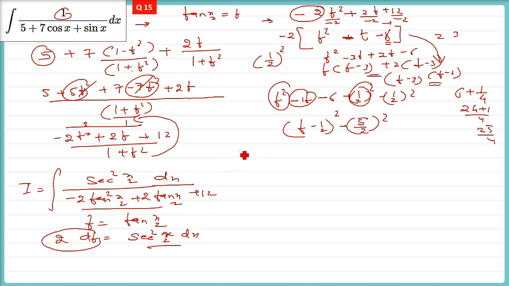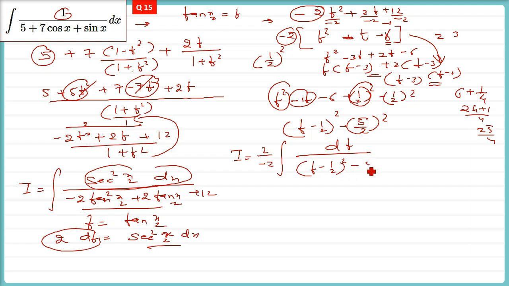Now what do you get? Sec square x by 2 dx, you know, can be written as 2 dt. Negative 2 we have taken from the quadratic equation, and this is 2 dt. 2 is already taken outside, dt is there. Negative 2 from the quadratic equation, t minus half whole square minus 5 by 2 whole square, we just got by making it a perfect square. This gets cancelled, negative is there already. Now when you have a negative, you can just multiply it inside and you can swap these two terms.